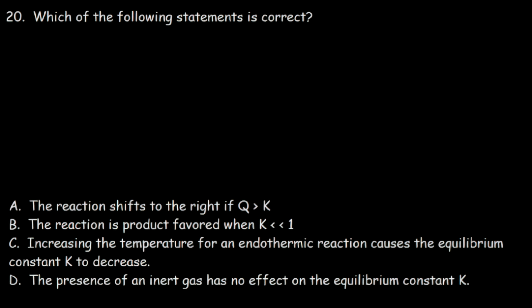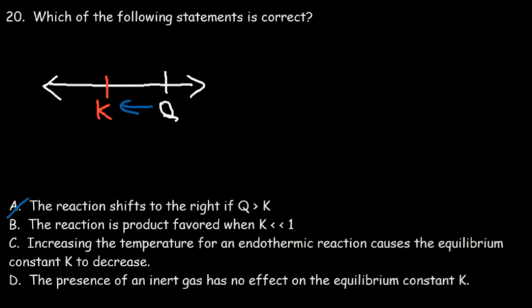Which of the following statements is correct? Let's look at A. The reaction shifts to the right if Q is greater than K. Is that true or false? Well, let's find out. If we make a number line, let's put K in the middle. And since Q is greater than K, let's put it on the right side. If Q is greater than K, it's going to shift to the left. So A is a false statement.